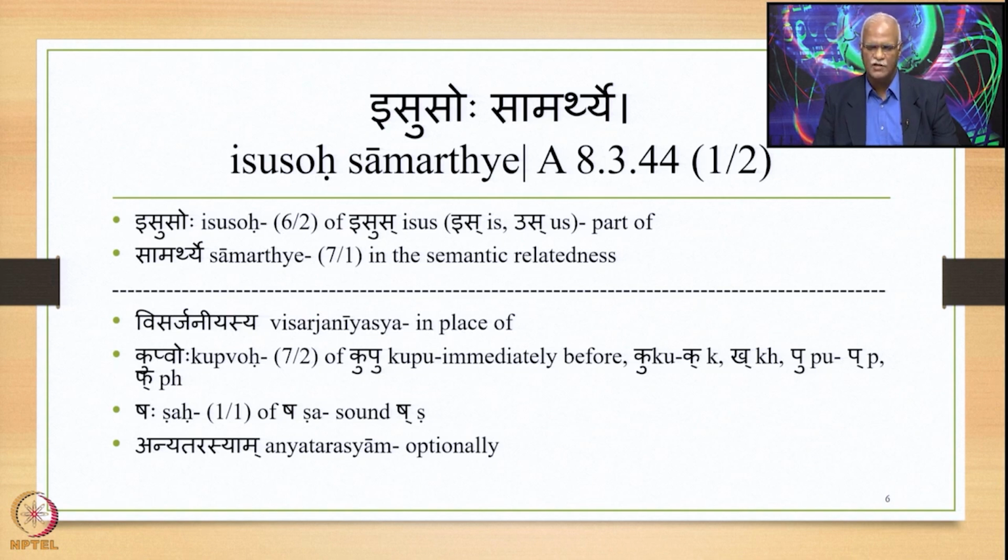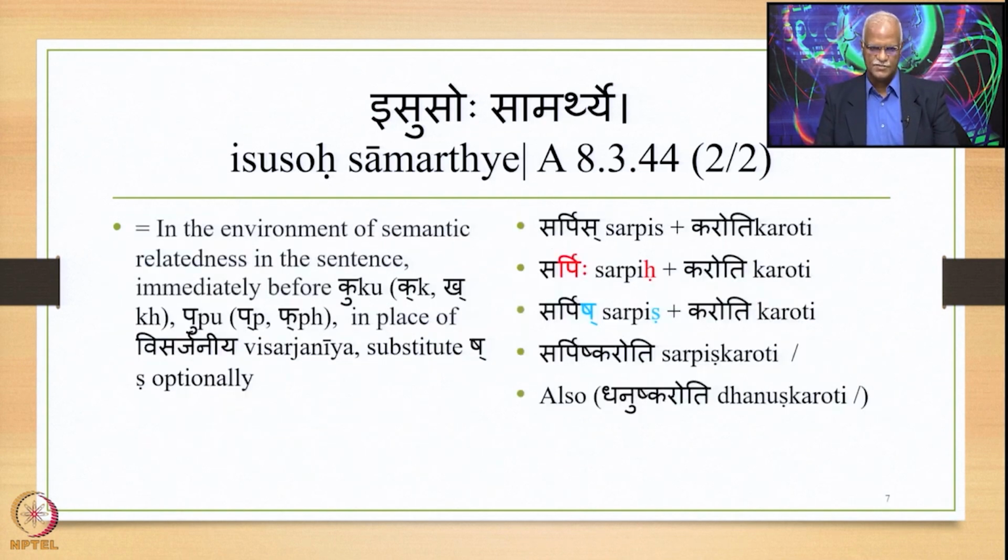This visarjaniya should be part of is or us, and then these two words, the one which has got is and the one which begins with ka, they should be semantically related. In that case, sh will be the substitute which will substitute the visarjaniya, and that too optionally. So, the meaning of the sutra is this: in the environment of semantic relatedness in the sentence, immediately before ku and pu, in place of a visarjaniya, substitute sh optionally. I repeat, in the environment of semantic relatedness in the sentence, that is samarthye, immediately before ku and pu, kupoho, in place of a visarjaniya, visarjaniyasya, substitute sh, shaha, optionally, anyatarasyam.